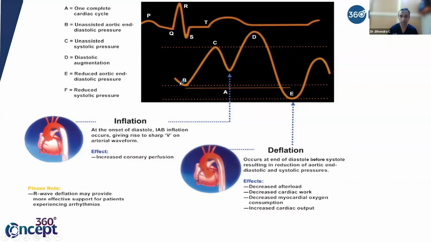So that is when, after the R wave, you will be having a systole. So that is when your deflation happens. It occurs at the end of diastole before systole, resulting in reduction of afterload. I'll tell you what the parameters or the hemodynamic effects of these are.